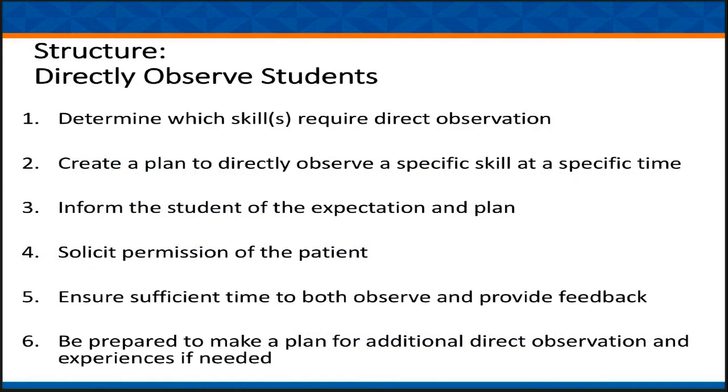A critical element to assessing students is directly observing them. You can be deliberate and clear with the students in what skills you are going to directly observe, when those will be observed, and then inform them of the expectation and plan. Always solicit the permission of patients when you're involving students in their care, as well as when you're going to be directly observing and giving the student feedback.